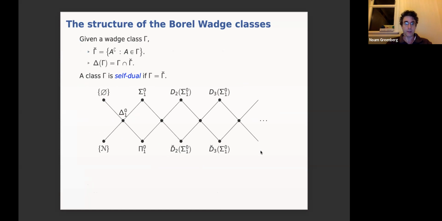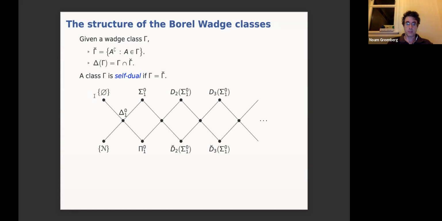Here's a picture. So first of all, just a little bit of notation. The check, gamma check, is called the dual class. It's the collection of complements of sets in gamma. And delta of gamma is known as the ambiguous class of gamma. It's the collection of sets such that both they and their complements are in gamma. And we say that a class is self-dual if gamma equals its dual. Here's a picture of the very lower levels of the hierarchy of Wadge classes. All these dots correspond to principal Wadge classes.